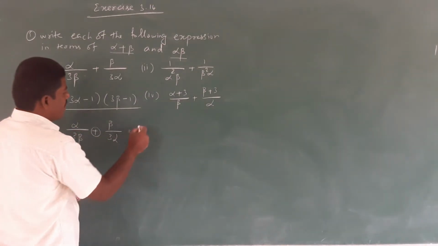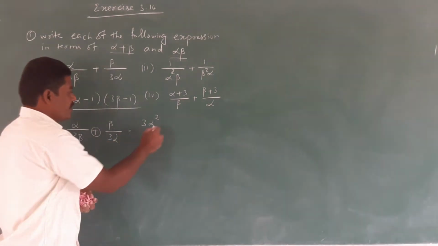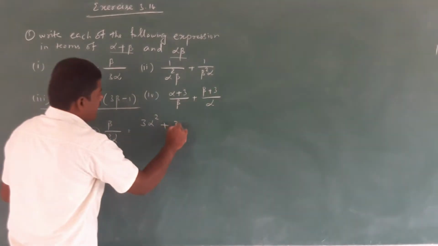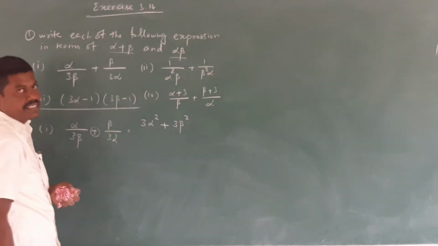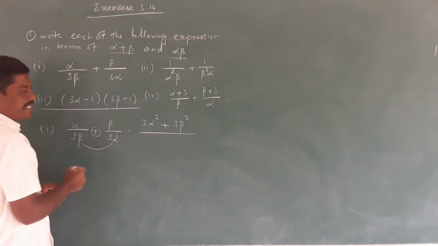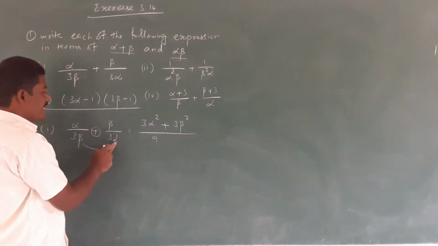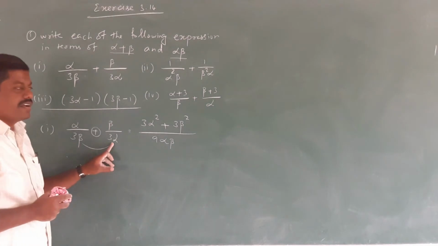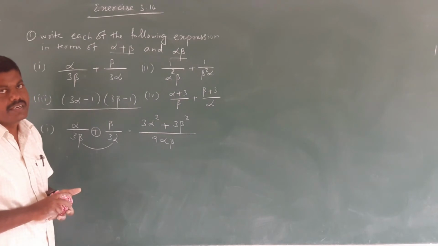Alpha multiple 3 alpha, 3 alpha square. In the middle we have plus. Beta multiple 3 beta, 3 beta square. Now numerator over. Now denominator 3 beta multiple 3 alpha. So 3 3s are 9. Beta multiple alpha, we can write alpha beta.